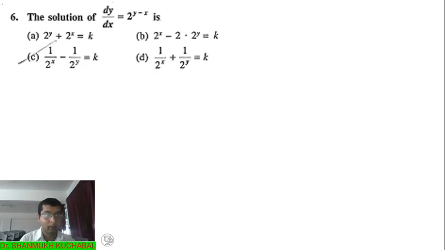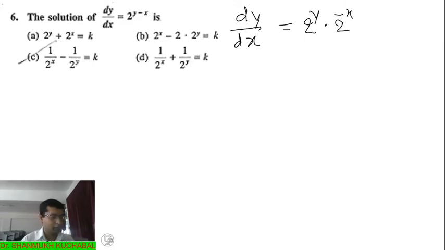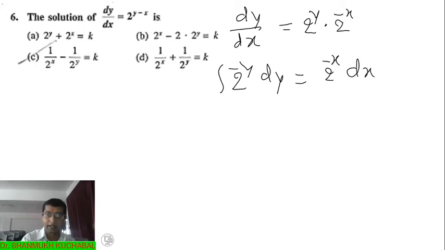Next, example number 6. The solution of dy by dx equal to 2 raised to y minus x, we have to calculate. So we can write this as dy by dx equal to, simplifying, we get 2 raised to y into 2 raised to minus x. So further, y and dy we collect on one side, x and dx we collect on another side. So we get this as 2 raised to minus y dy equal to 2 raised to minus x dx.